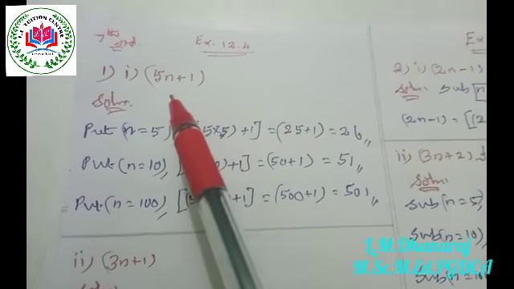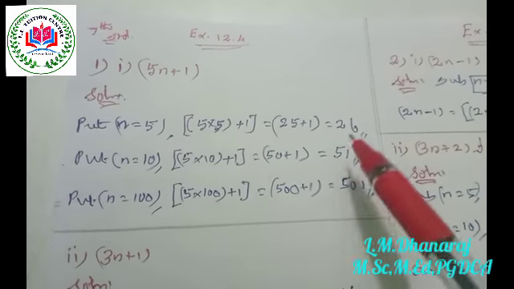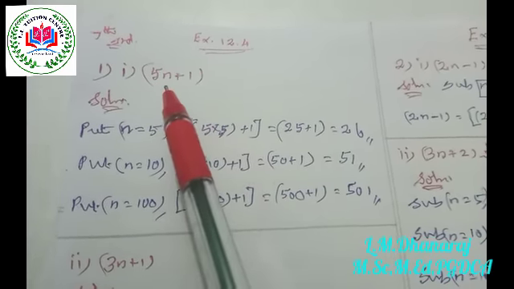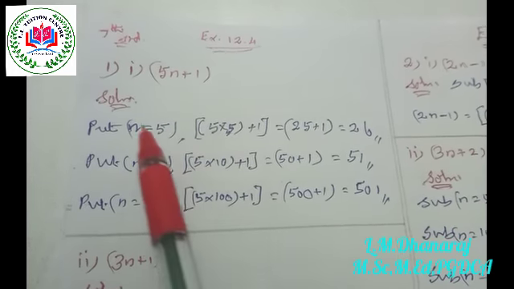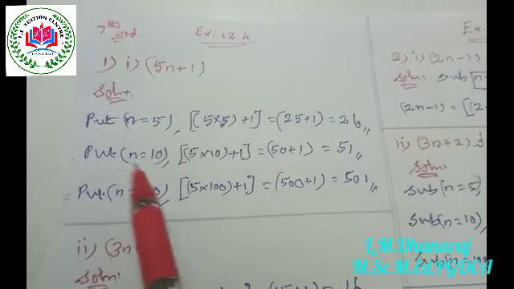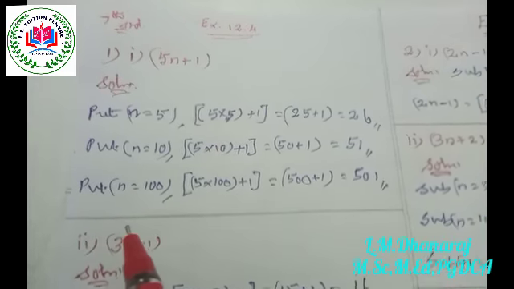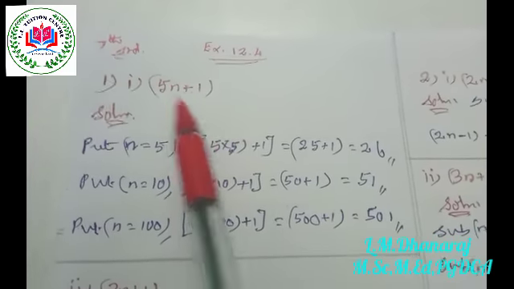Exercise 12.4, the first Roman letter, first subdivision. We have to find the number pattern. The given formula is 5n plus 1. Now, instead of n, we have to replace n is equal to 5, n is equal to 10, n is equal to 100. Okay.